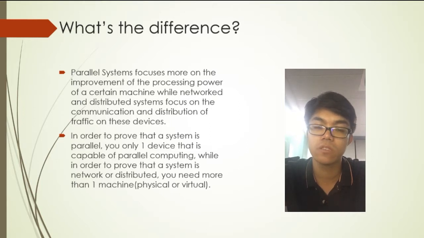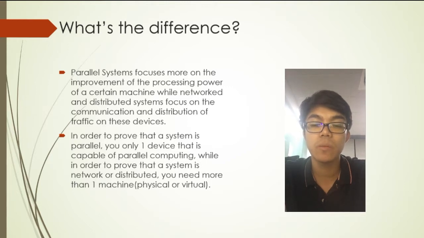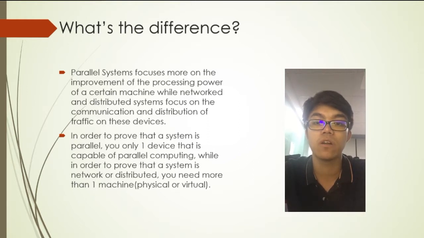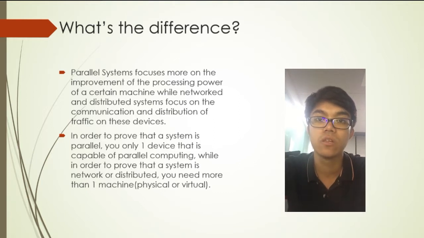i7 and it's 7th generation, and it has multiple cores. So it's doing parallel processing. But we don't see a network or distributed system on that particular laptop unless it has a virtual machine inside, or let's say GNS3 for network. But in reality, we only need one device to prove that it is a parallel system, and we need an interconnected set of devices in order to prove that it is a network or distributed system.